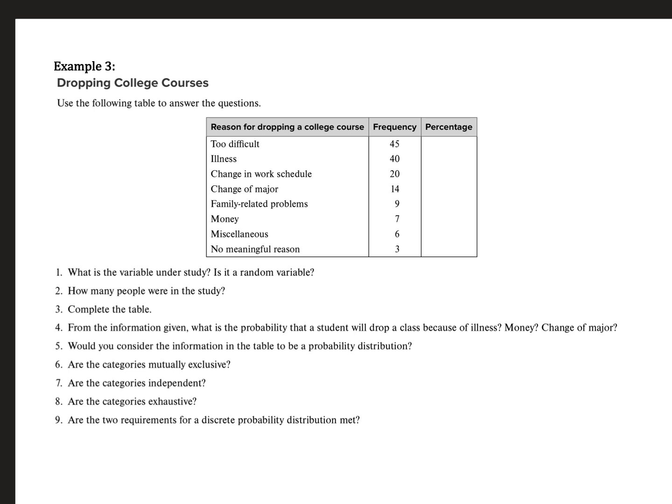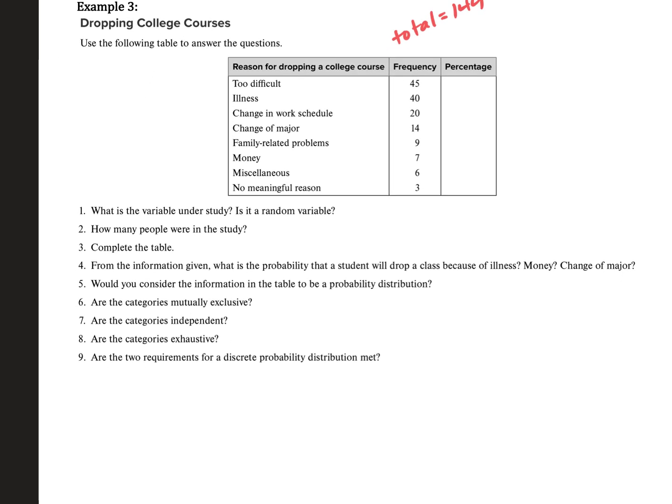Okay, so the first thing we're going to do is find your total number. So someone find the total of my frequency column. I heard someone say it. 144. Okay. So what is the variable that we are looking at? The variable we're looking at is the reasons for dropping a college course.